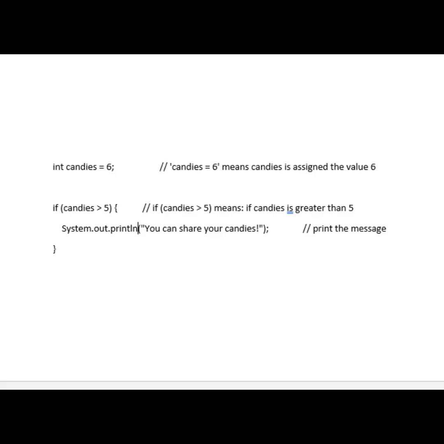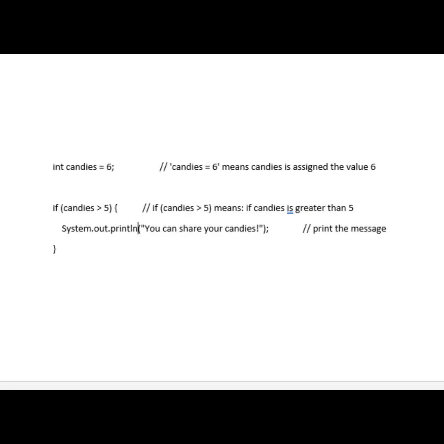Here, Java checks, is the number of candies more than 5? Greater than. If that condition is true, it prints, you can share your candies. If it's not true, Java simply does nothing. It skips that part and moves on.